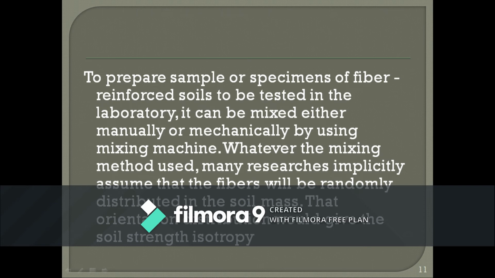So here what happens, he is giving it. To prepare specimens of fiber reinforced soils to be tested in the laboratory, it can be mixed either manually or mechanically by using a mixing machine. Whatever the mixing method used, many researchers implicitly assume that fibers will be randomly distributed in the soil mass. That orientation distribution should give the soil strength isotropy. So here mainly, what is the soil strength? The soil strength is mainly because of random distribution of the fibers in the soil mass.